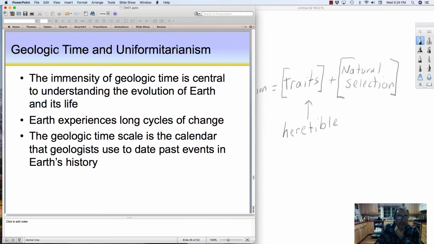So now, geologic time and uniformitarianism. Again, we call geologic time deep time because it's an immense amount of time that's really hard to understand. But life and the Earth have changed dramatically in the last 4.5 billion years, and there are cycles. We've had ice ages. The Earth has experienced climate which is warmer than today. And we use a geologic time scale as sort of a timekeeper or a calendar that lets us organize events that occurred in the past, right, in Earth's history.